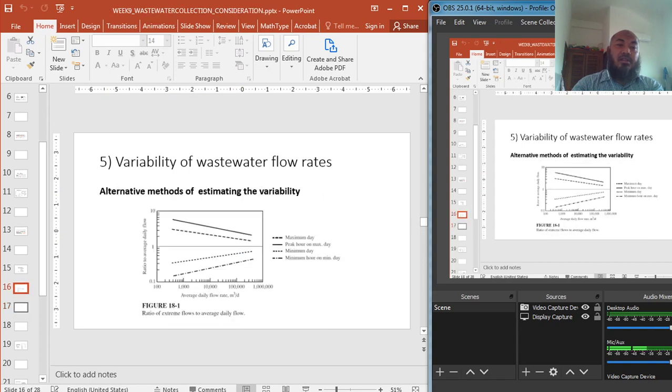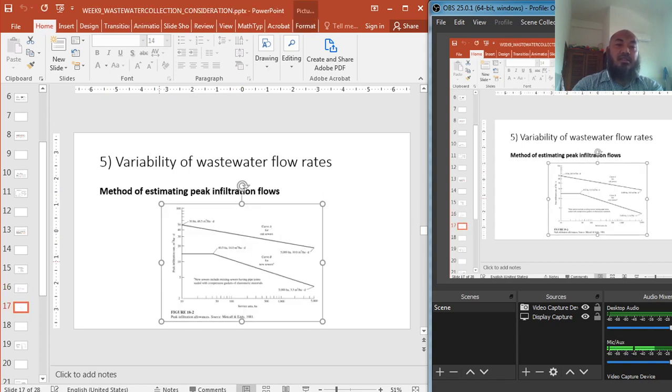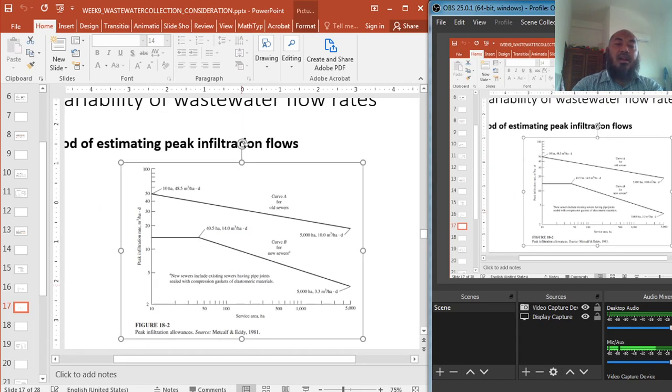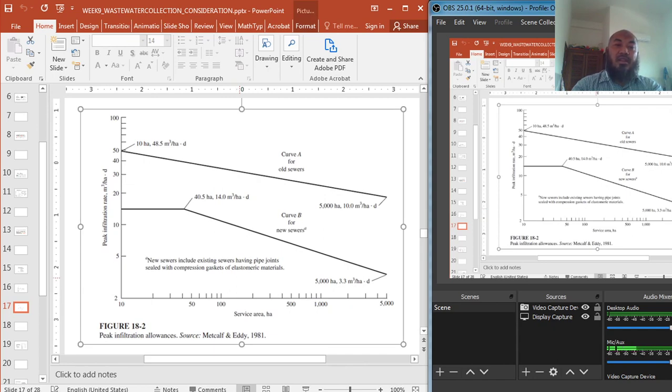Another one is for the flow rate, and this is the method of estimating peak infiltration flow. You remember I and I, so this one. You can estimate I and I based on this nomograph. It depends on the service area. For example, let's say our service area is 100 hectares.